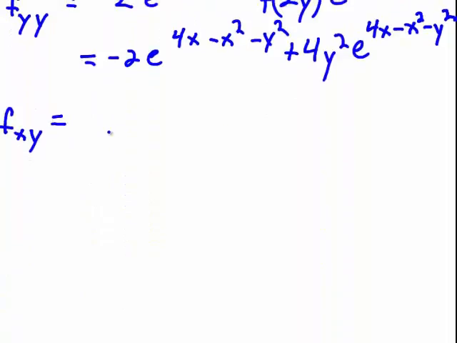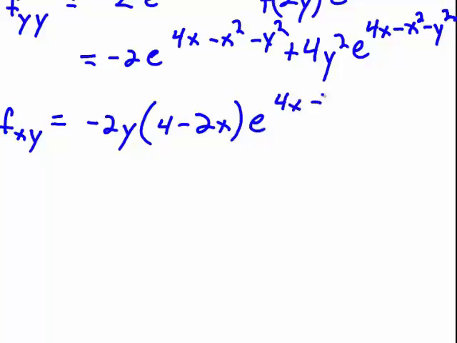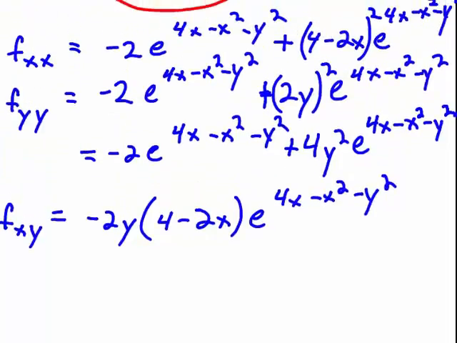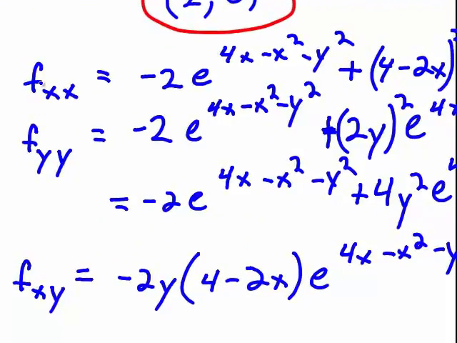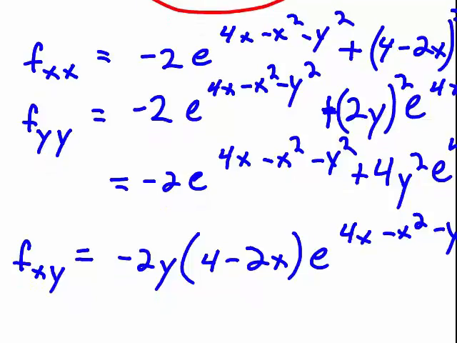I'll just put the negative 2y in front: negative 2y times the quantity 4 minus 2x times e to the 4x minus x squared minus y squared. Okay, so I've got the second partials, and I need to evaluate them all at the critical point (2, 0). And you really want to do that first, otherwise it's just going to be a mess.